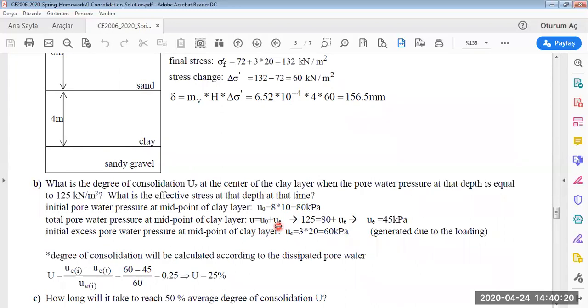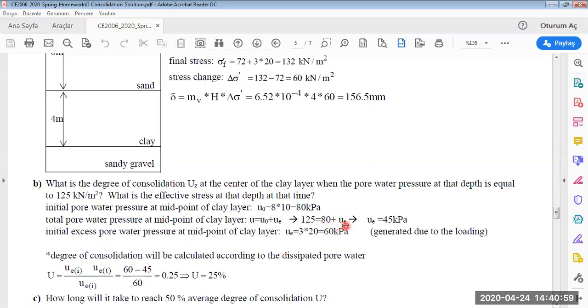Excess pore water pressure means the stress increment due to the loading. As you remember from the lessons, in clay type soils, if you apply a rapid loading, it will cause pore water pressure generation inside the soil. Here is the excess pore water pressure. It's caused by the loading. This is the initial pore water pressure, and this is the excess pore water pressure.